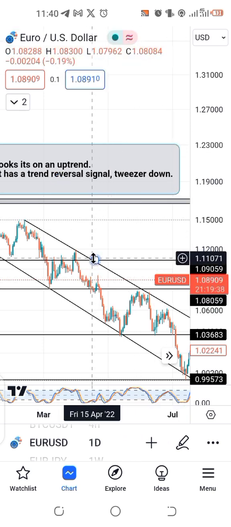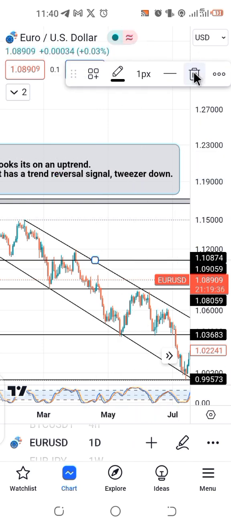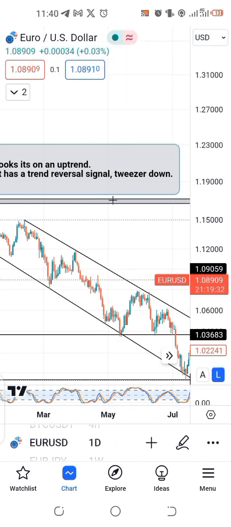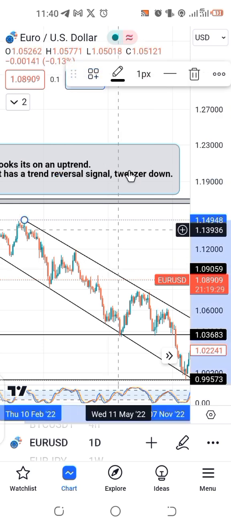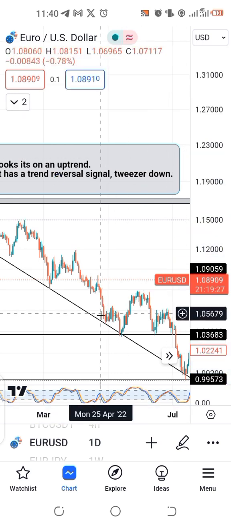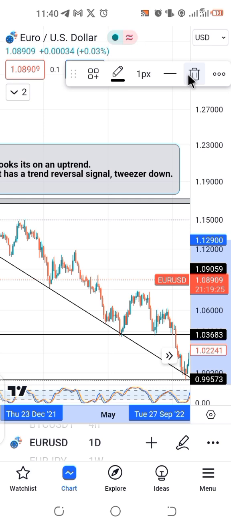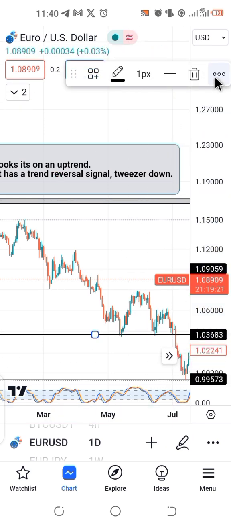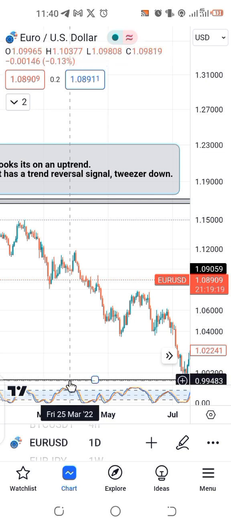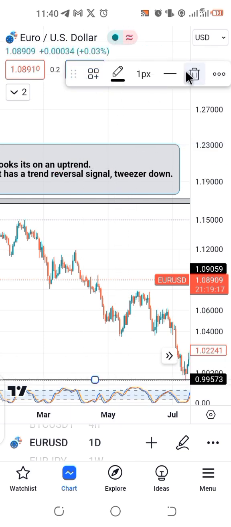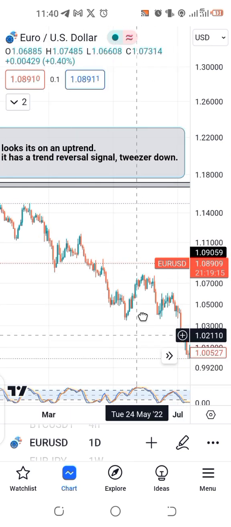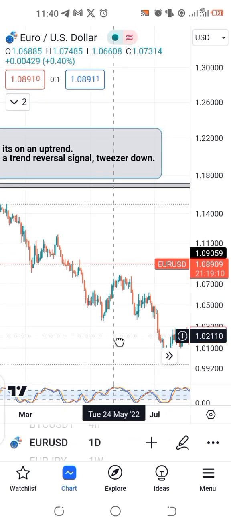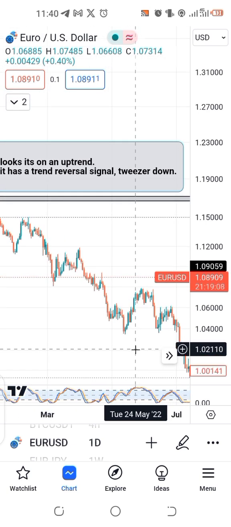For those of you who were not able to join my class, this will be an opportunity to learn how to draw support and resistance. We'll also look at why support and resistance is very necessary in trading. We also talked about demand and supply zones, but for this particular lesson we are going to learn how to draw support and resistance lines, and we'll look at the meaning of support and resistance lines.